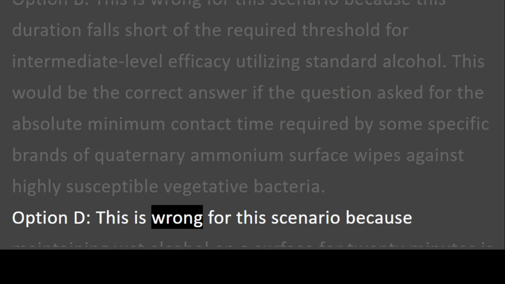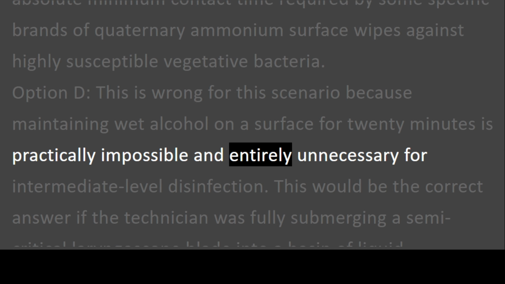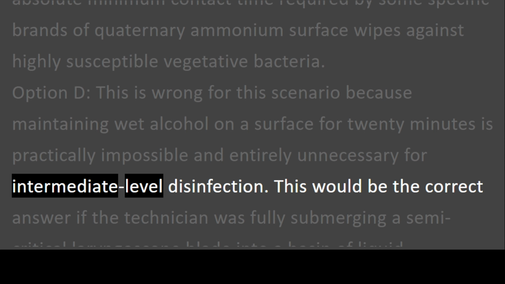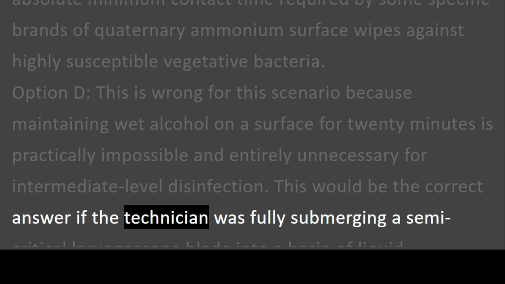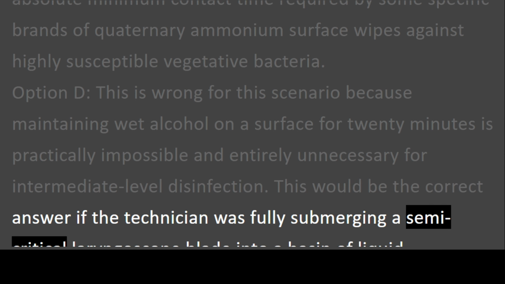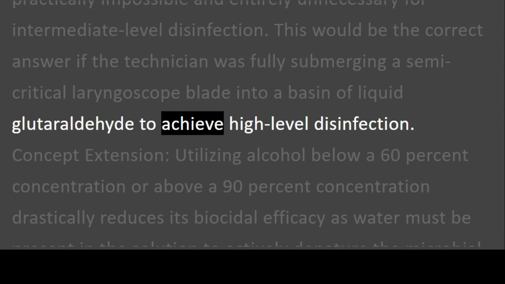Option D. This is wrong for this scenario because maintaining wet alcohol on a surface for 20 minutes is practically impossible and entirely unnecessary for intermediate level disinfection. This would be the correct answer if the technician was fully submerging a semi-critical laryngoscope blade into a basin of liquid glutaraldehyde to achieve high-level disinfection.